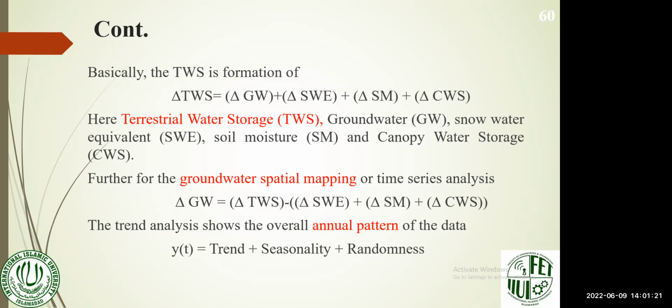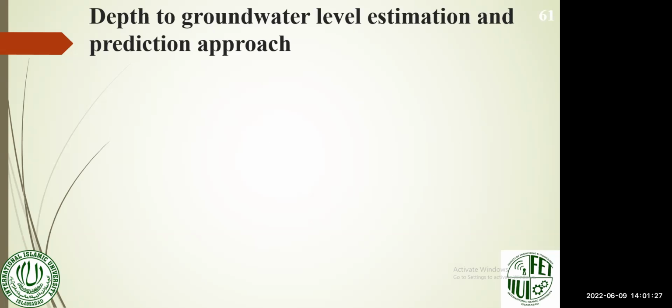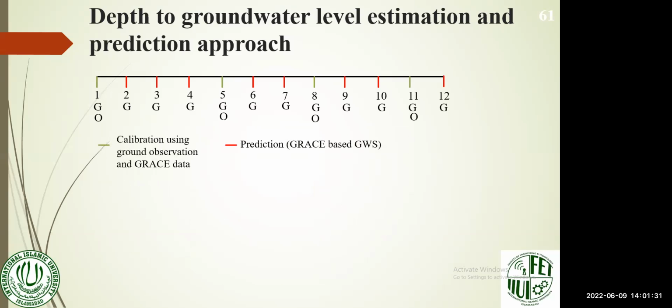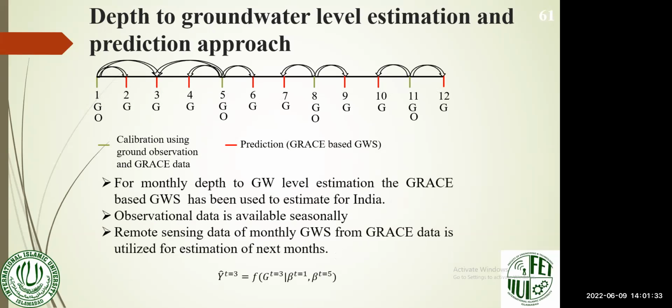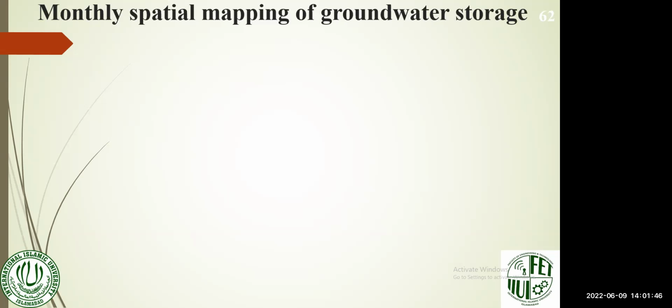The trend analysis shows the overall annual pattern of the data: trend, seasonality, and randomness. Depth of groundwater level estimation and prediction approach: this is the approach we have used for the depth to groundwater level estimation. Here we have a monthly depth to groundwater level estimation. The GRACE-based GWSB has been used to estimate this for India.